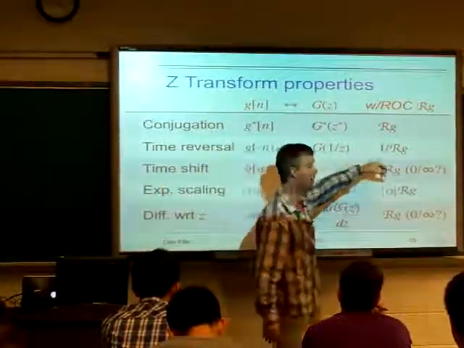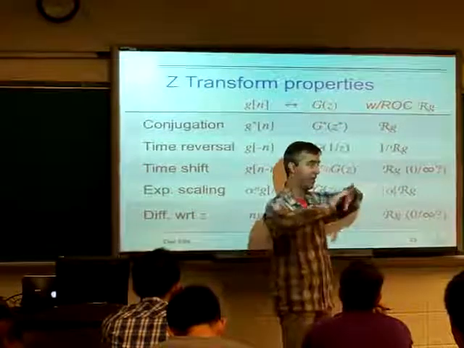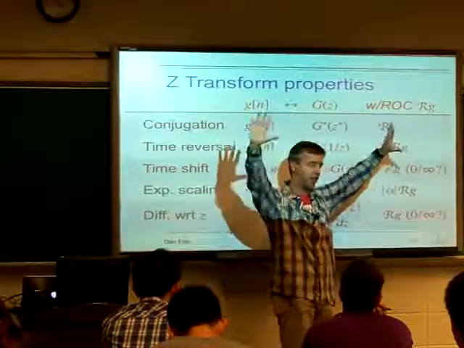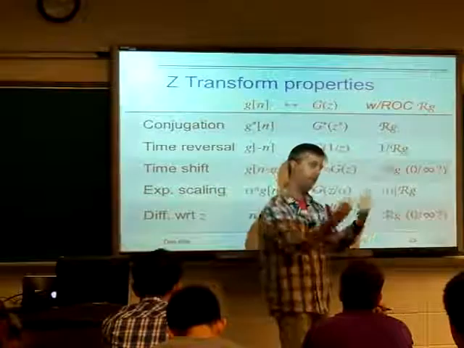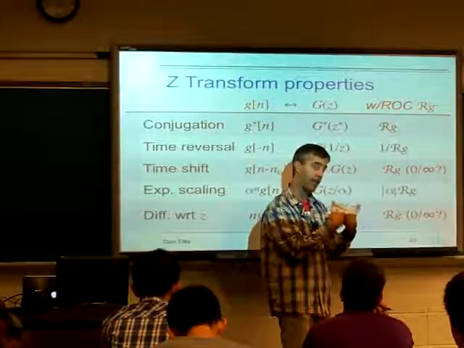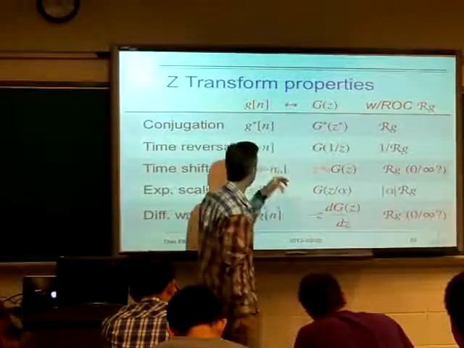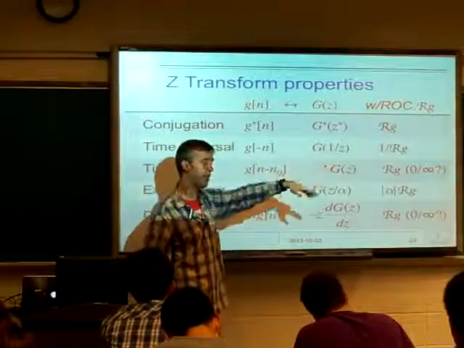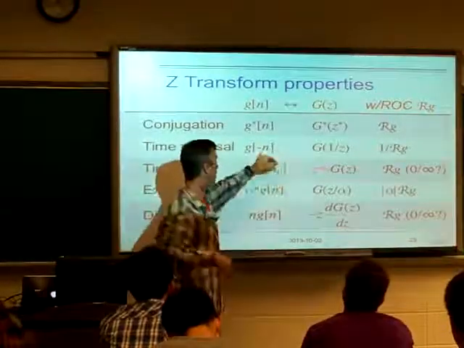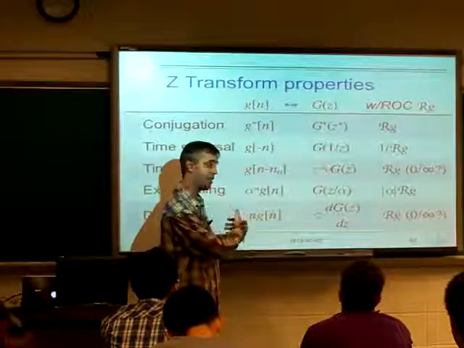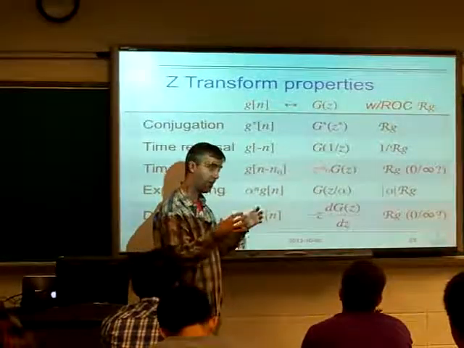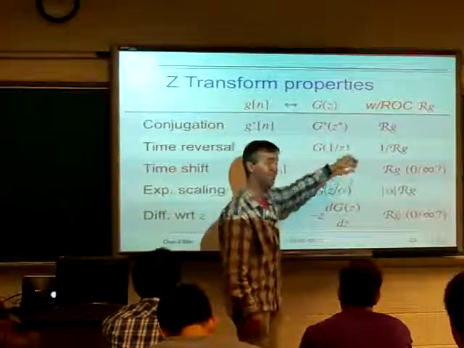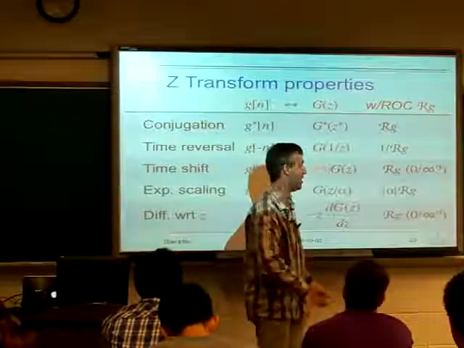And so you end up with this reciprocal region of convergence, that if the region of convergence was everything outside some region, then all those points get flipped inside, so you get everything inside some radius. But that makes sense, because here we're saying, well, a right-sided sequence has a region of convergence that's the exterior of a circle. If we flip it in time, it becomes a left-sided sequence. We expect that thing's region of convergence to be the interior of a circle, and that's what 1 over z does.